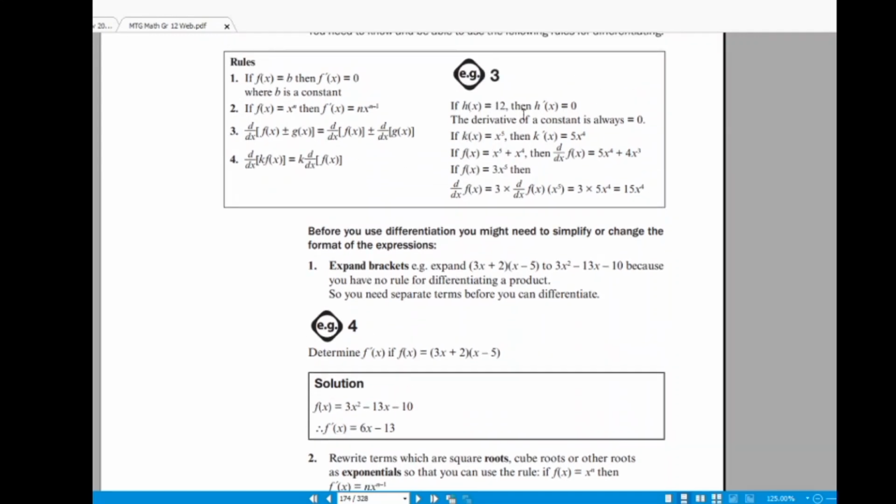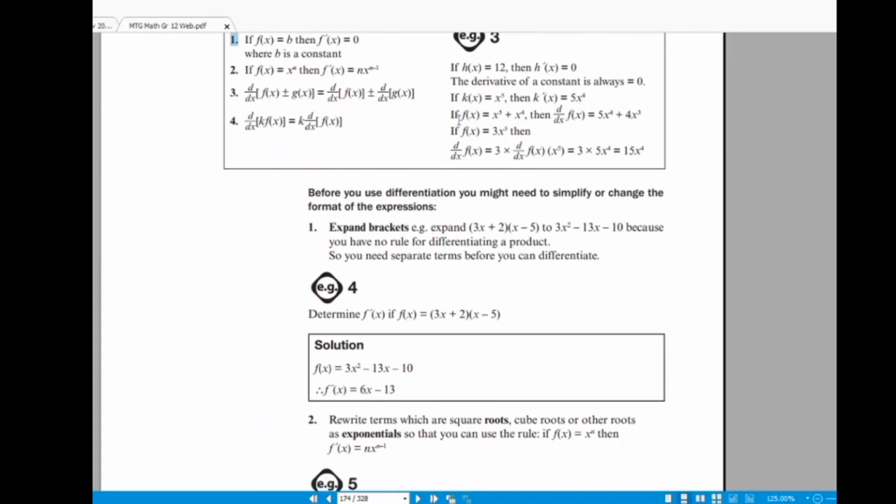And then they also have some examples here on the sides. If we look at the first rule, we're saying if f of x is equal to a constant, then the derivative is 0. Here is an example: if h of x is equal to 12, then h prime x is equal to 0, because this function is equal to a constant. The derivative of a constant is always 0. If f of x is equal to x to the power 5, then f prime x is equal to 5 times x to the power 4. Here we apply rule number 2, where x to the power n is our function, and the derivative will be n times x to the power n minus 1, right? And in this example we are applying the third rule, which says the derivative of a sum is equal to the sum of the derivatives, right?